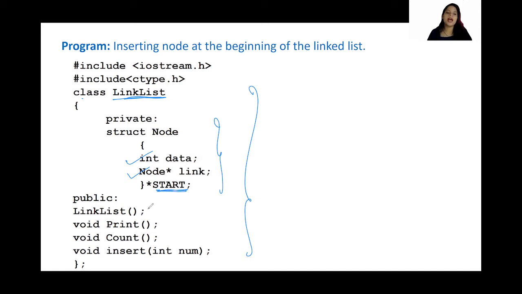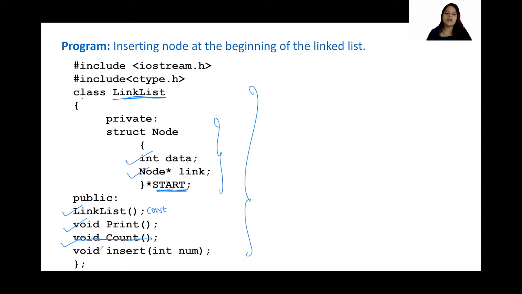Next, I'm in the public section. See here carefully. I have a constructor here, which we have seen before. We are going to initialize the start to null using this constructor. Then I have print here, where I'm going to print the data values of the linked list. Then I have my count here, where I'm going to count the number of nodes. This particular function is optional. Either you can use it, or if you don't want, you can just leave it.